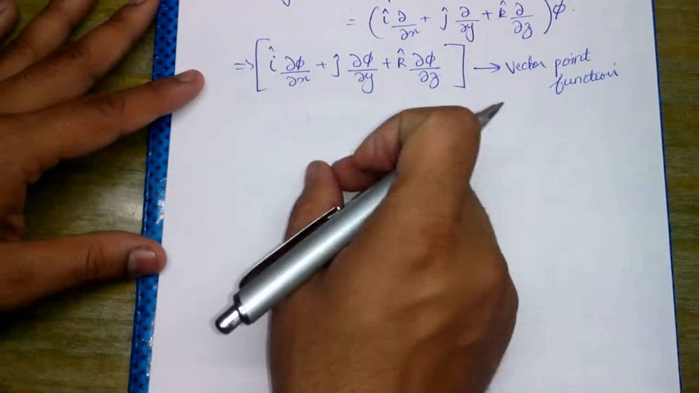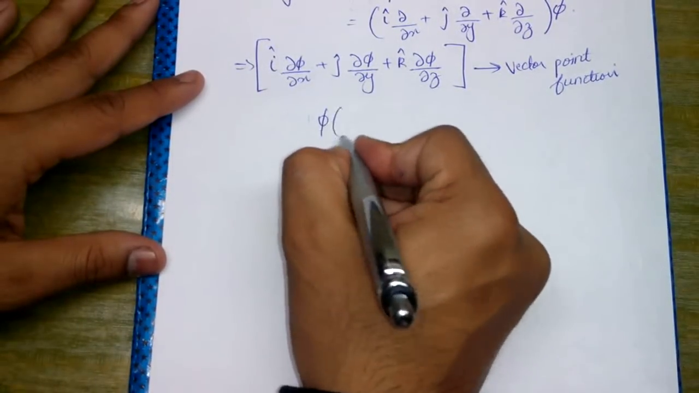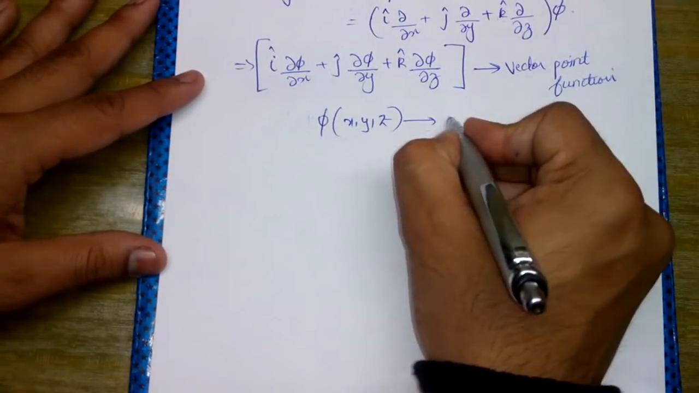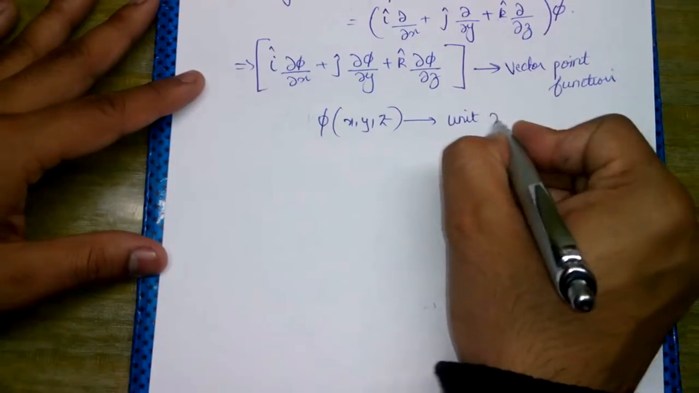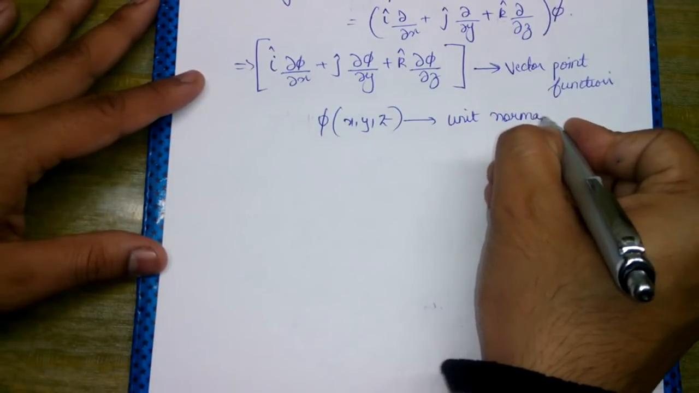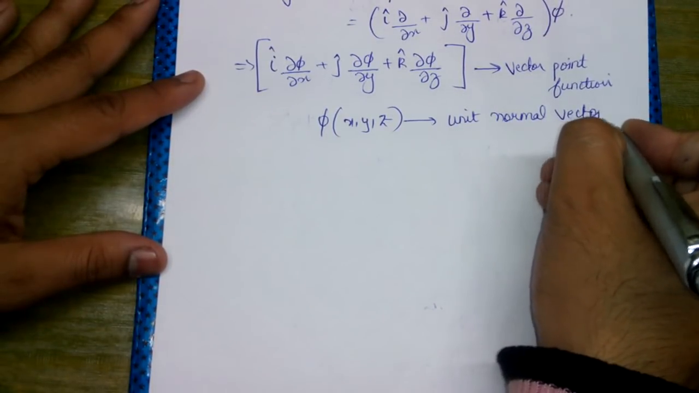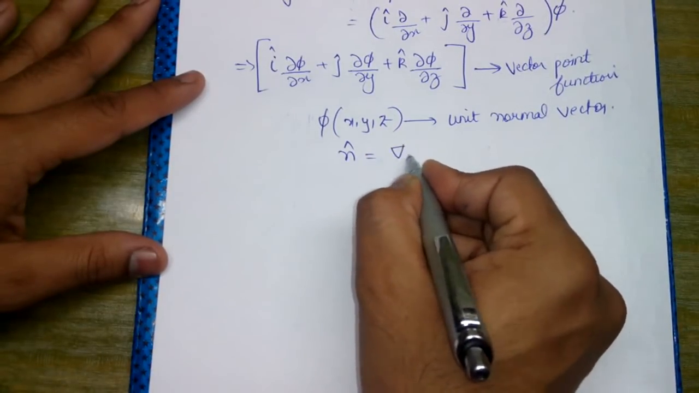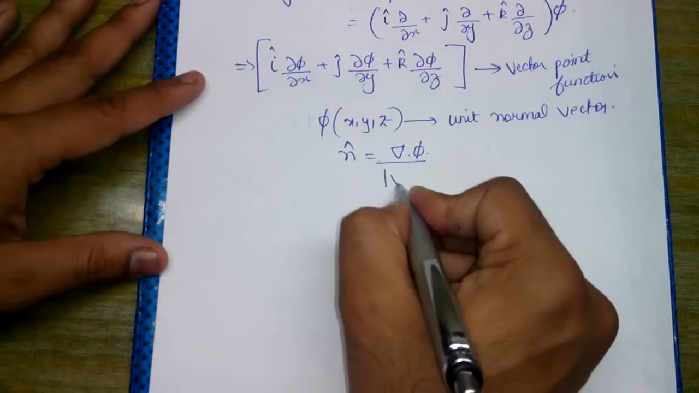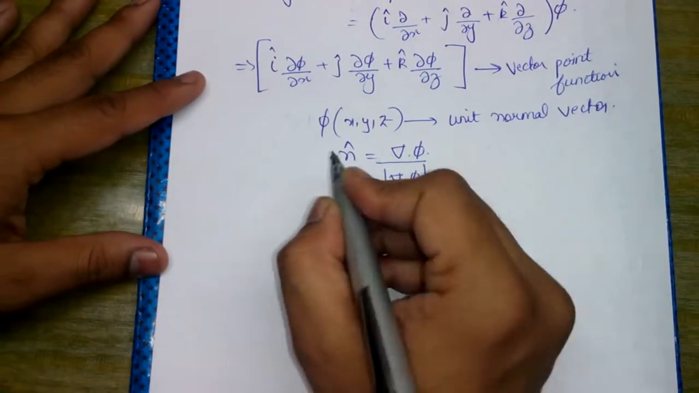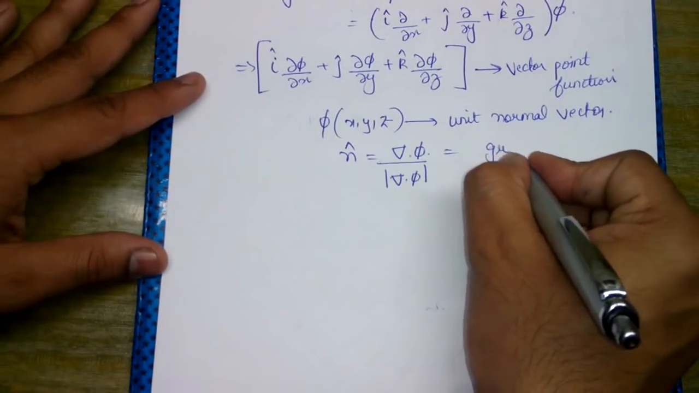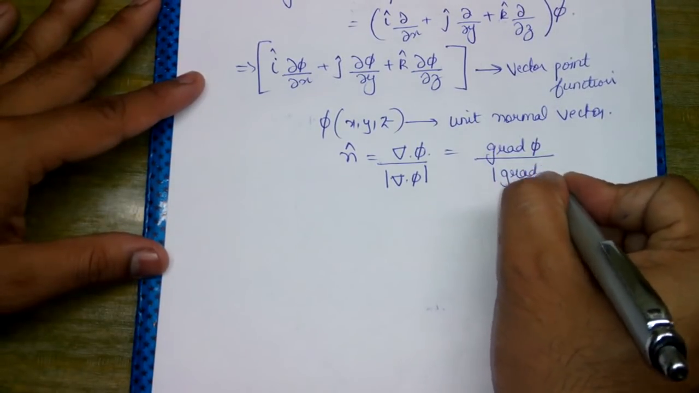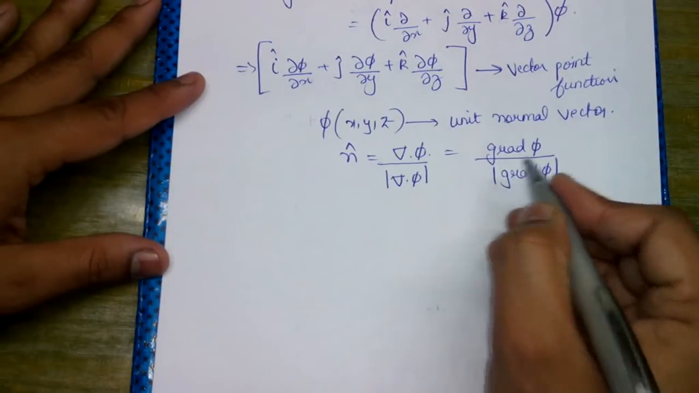And the unit normal vector to the surface phi of x, y, z equals c: if we are aiming to find a unit normal vector to this surface, then that unit normal vector would be nabla phi upon mod of nabla phi. Or simply, this is gradient of phi upon mod of gradient of phi.